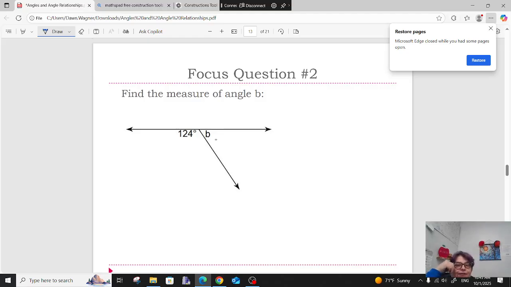Okay, what would I do for this one? Yes, B plus 124 has to equal 180. So to solve for B, we would subtract it from 180. So B would equal a little degree there.